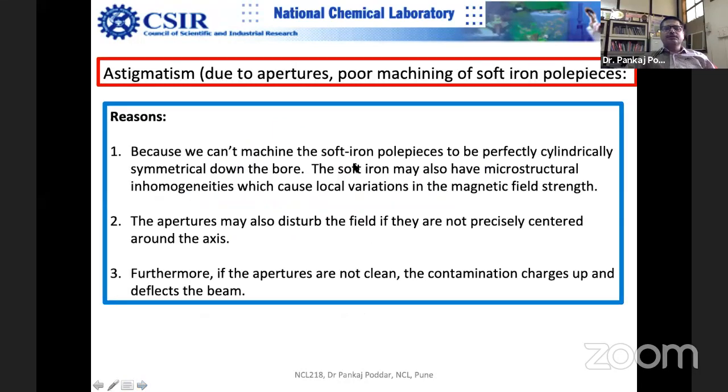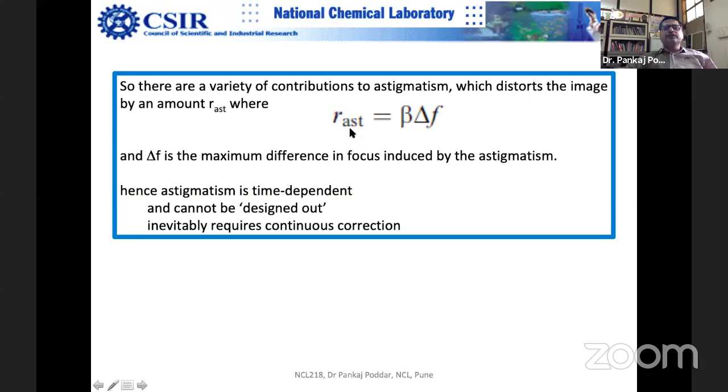So these are all discussed here, all three reasons which I mentioned. The soft iron pole pieces are not always machined properly. Second, apertures, dirty apertures or imperfect apertures, so the electron beam may not be centered properly. Third, even if they are machined properly, they are not clean, so that can also lead to it.